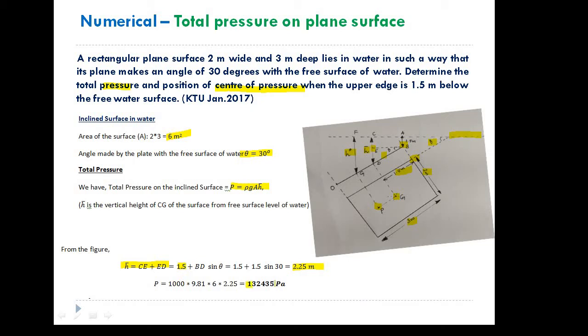If you substitute the value of h bar, you will get the total pressure as rho G A h bar equal to 132.435 kilopascal, or 132.435 pascal, or Newton per meter square. So that is the total pressure acting on this rectangular plane surface, which is immersed in a fluid. The fluid is water. And now we have to estimate the center of pressure.